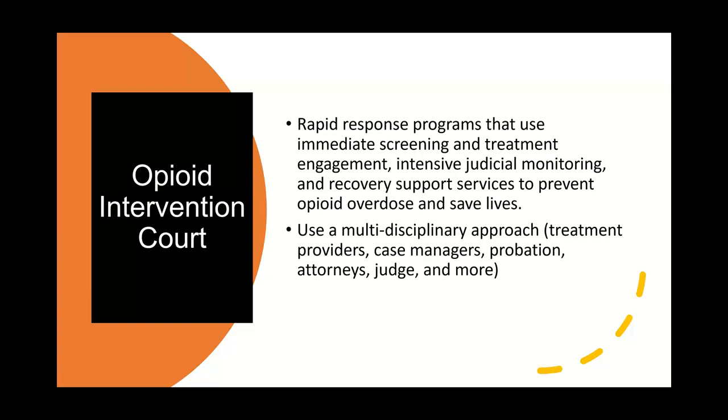They wanted to address our national opioid crisis and the overdose crisis that they were seeing within their own participants. What they started to see was that somebody was arrested and had come in for arraignment. And even if they were being assessed at that time for participation in drug court, it took too long for them to get into drug court, to get into treatment, or to get an answer on drug court. And they were seeing overdoses between arraignment and even the next court hearing, or even between arrest and arraignment at times. And so they wanted to come up with a more immediate, rapid response program that uses immediate screening and treatment engagement, intensive judicial monitoring, and recovery support services to prevent opioid overdose and save lives.